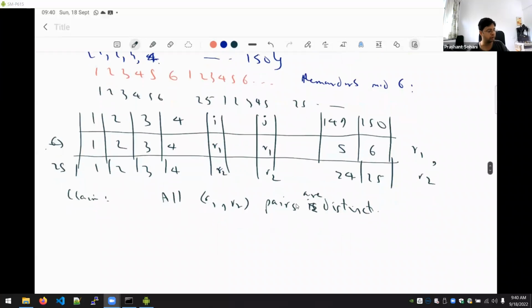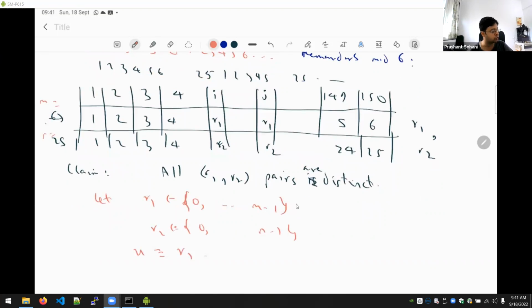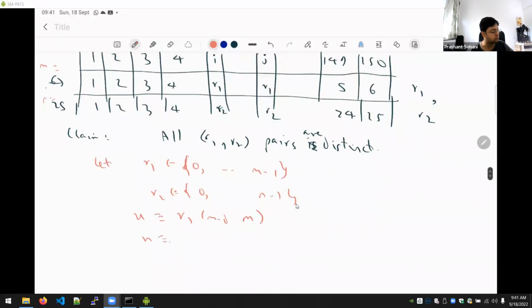Yes. So you can look at it from the Chinese remainder theorem, because whatever R1 and R2 values you pick, let R1 be any number in the range 0 to m minus 1. Here m is 6 and n is 25. And let R2 be any number in the range 0 to n minus 1. Then we are considering the congruences x is congruent to R1 mod m, and x is congruent to R2 mod n. So this is a system of linear congruences where m and n are coprime.